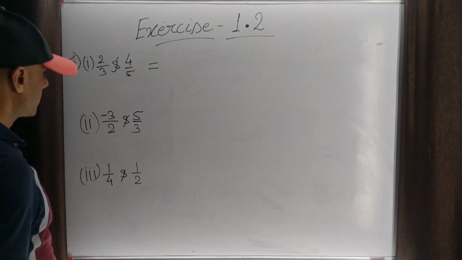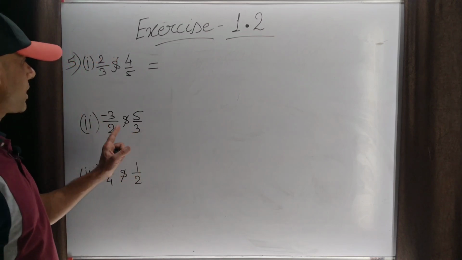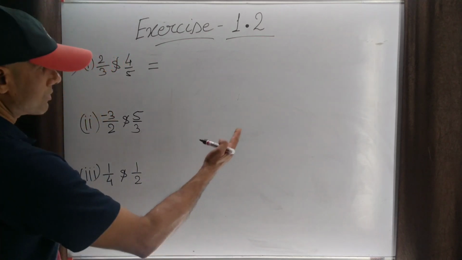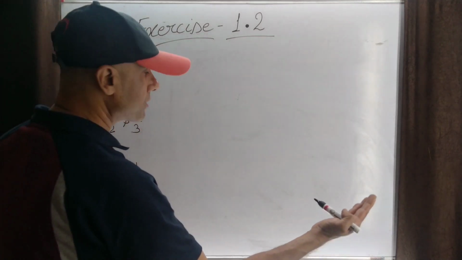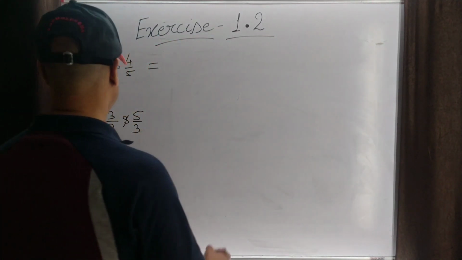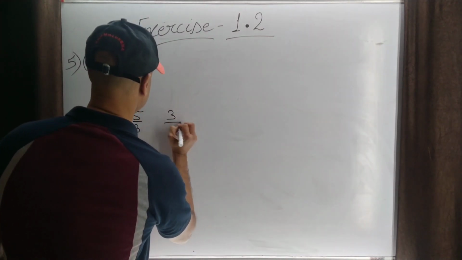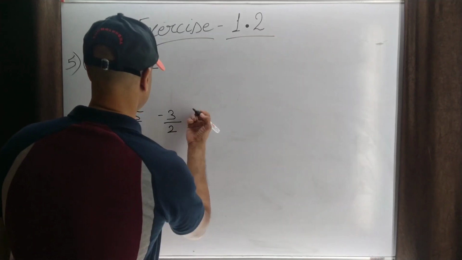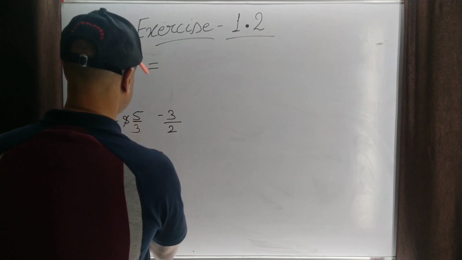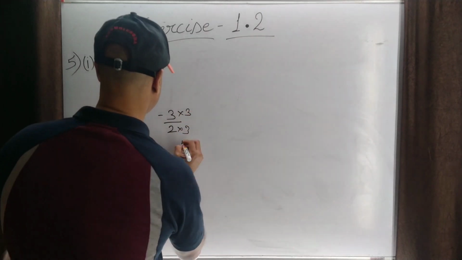So let's move on to the next part of it. We have to find again 5 rational numbers between -3 by 2 and 5 by 3. This is, of course, easier, because we have seen in other questions that we have room on both sides to move. Okay, so let's start with minus 3 by 2. We take the LCM straight away. This LCM is 6, so multiply by 3 here, multiply by 3 here.